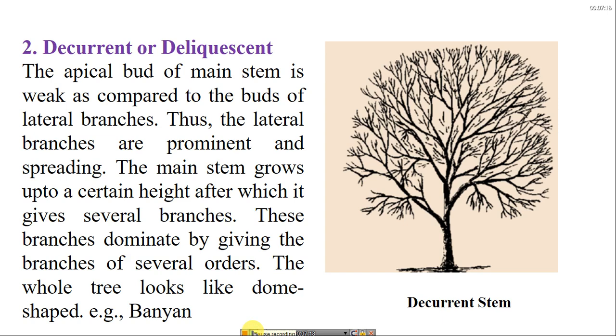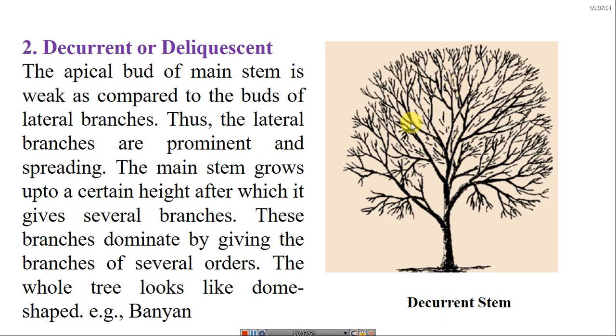The next type of stem is decurrent or deliquescent. These kinds of stem you must have come across in your daily life. You must have seen mango tree, neem tree, banyan tree, peepal tree, right? So in these kinds of stem, the apical bud of the main stem is weak as compared to the lateral branches. You see, here are the stronger branches, while the apical branches are not that strong.